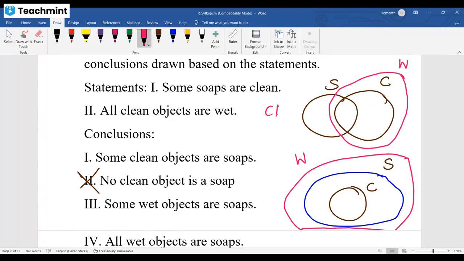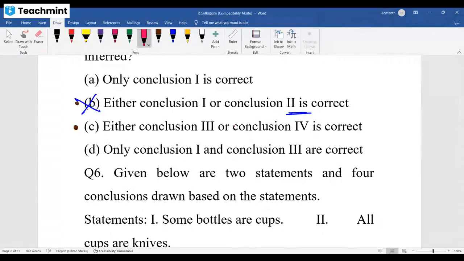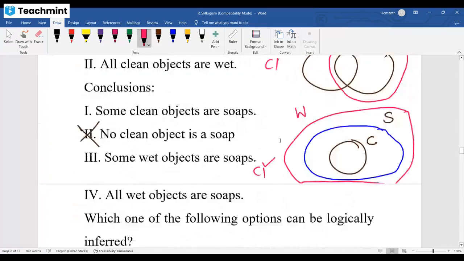Conclusion 1 says some clean objects are soaps. The second diagram says all clean are soap. When all clean are soap, some can be taken. So the first one must be true, it is required, but the first one is not there in this option C. That's one point to eliminate. The first one must be there. It's not there here. That's one point to eliminate option C. The other point we'll also look into.